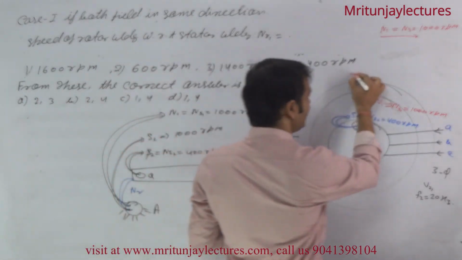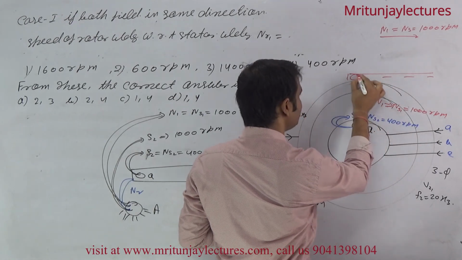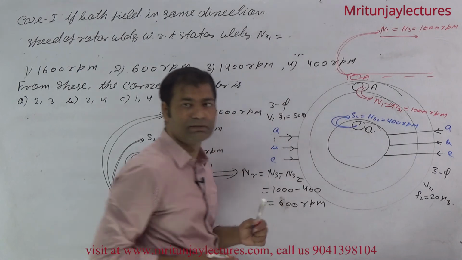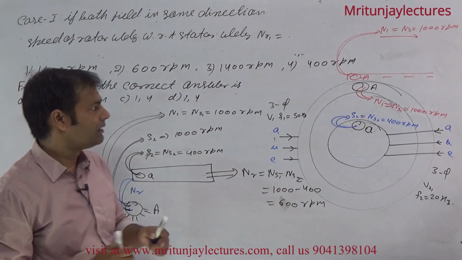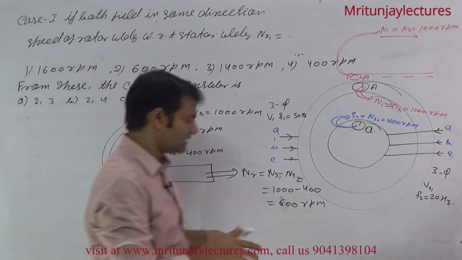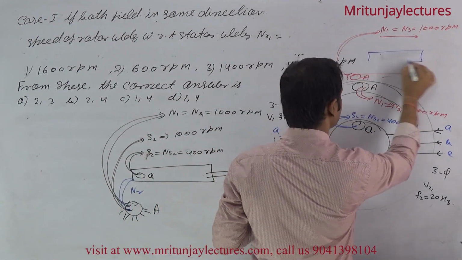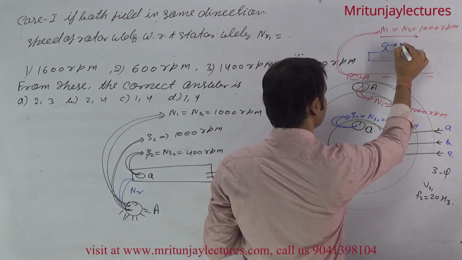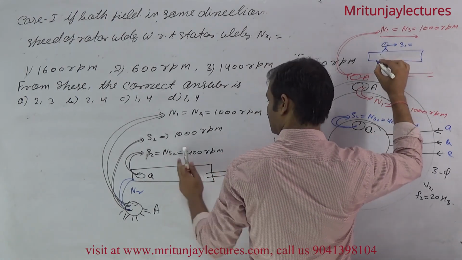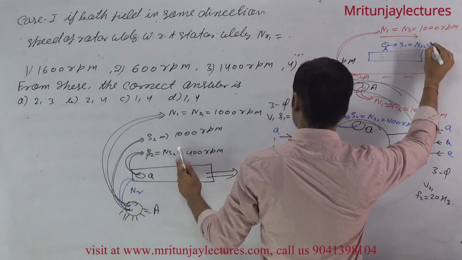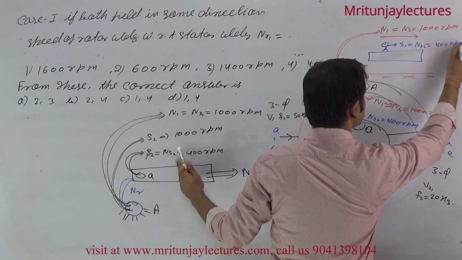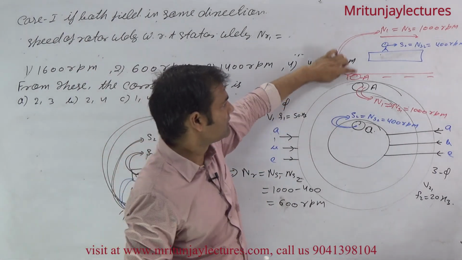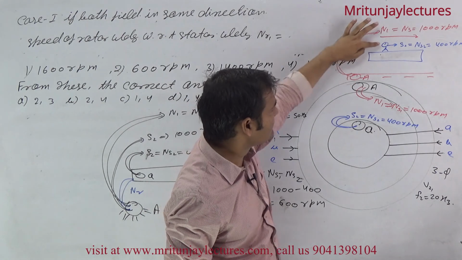A boy sitting on the platform sees the helicopter. Another boy, suppose a train like this one, is moving in this direction with speed NS2, 400 RPM. Clear? Our motto is to see this one and this one.